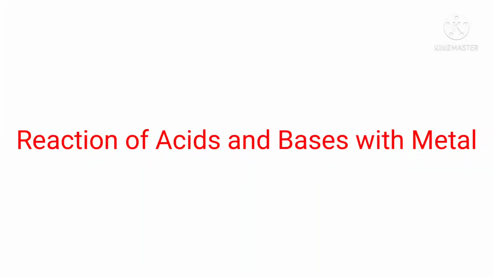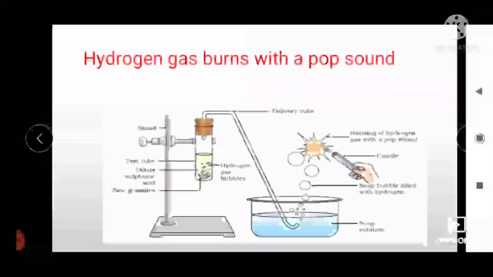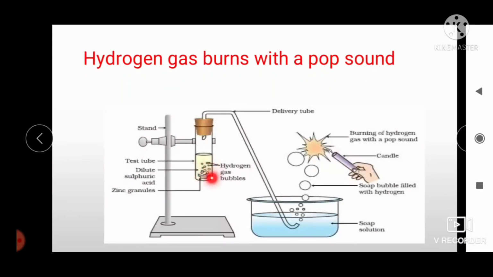Next we are going to study the reaction of acids and bases with metals. Let us illustrate an experiment for that. For the experiment, take a few pieces of zinc granules in a boiling tube and add about 5 ml of dilute sulfuric acid to it. We will observe the formation of gas bubbles on the surface of the zinc granules. Then pass the gas being formed through the soap solution taken in a trough by means of a glass delivery tube.